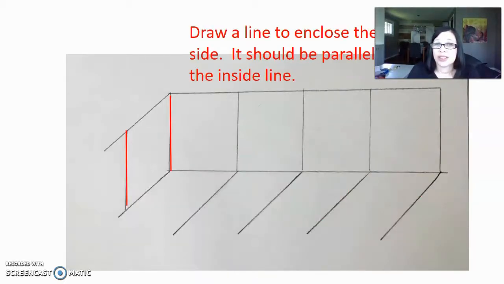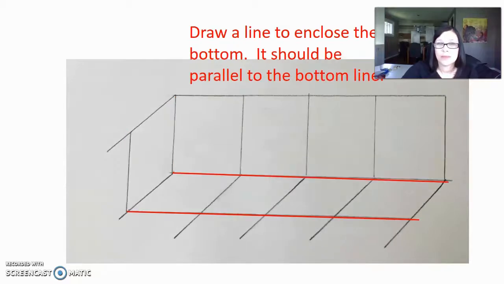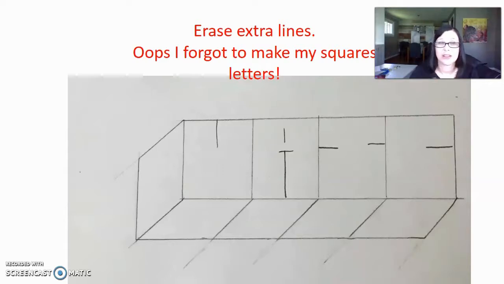And then the next one, you just close it off. Again, your lines have to be straight up and down to close off the side of it to decide how thick you want it. And then you close off the bottom, keeping the same thickness. And then the last step is that you're going to erase all the lines.